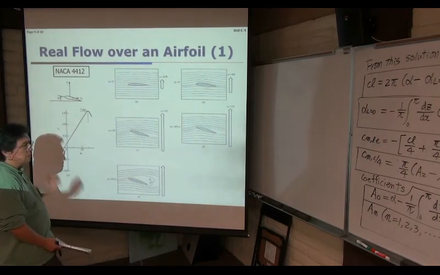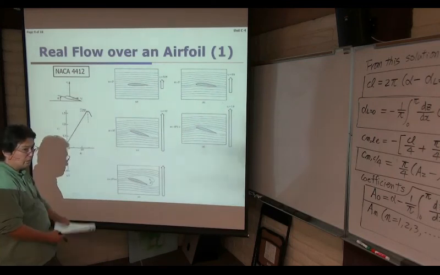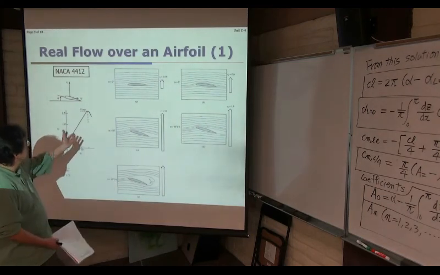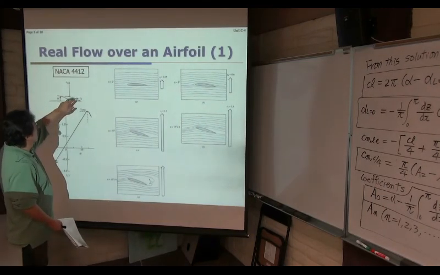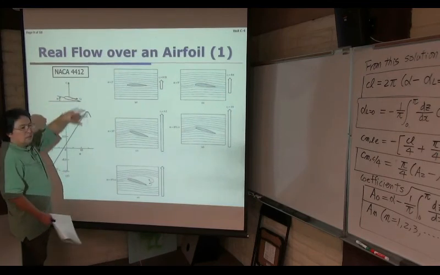Okay? So what is the big difference between thin airfoil versus thick airfoil? It is going to behave differently. So first, let's take a look at the thin airfoil. This is a relatively thin airfoil, even though this is 12% of the chord, NACA 4412. This is a cambered thin airfoil.